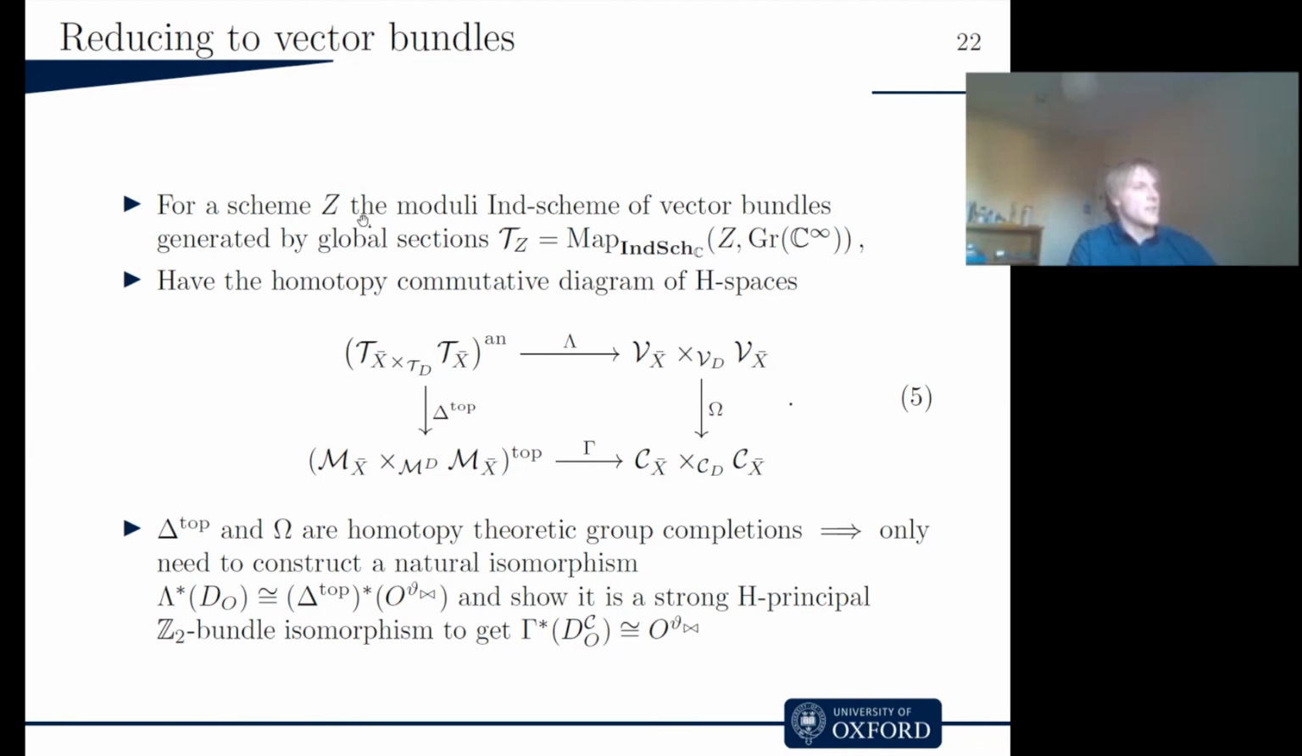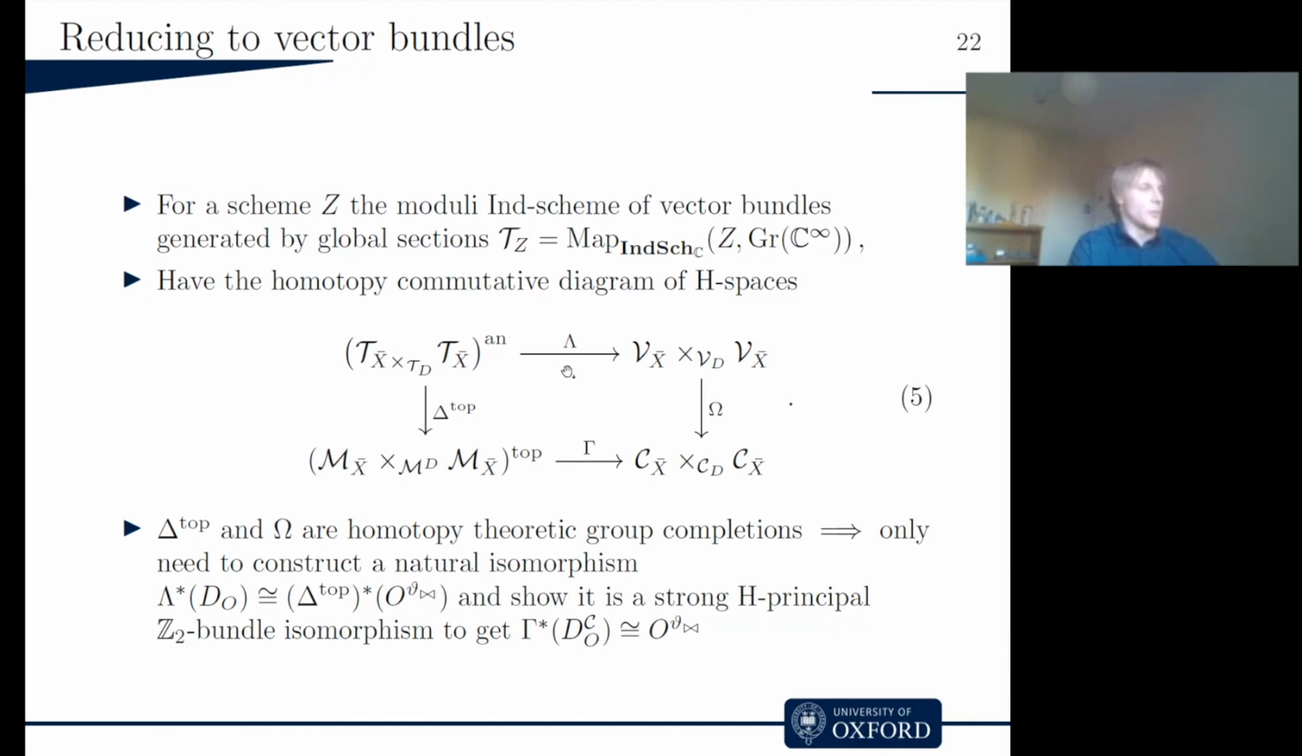So for that, one considers this space of globally generated vector bundles, generated by global sections. And this story on K-theory and perfect complexes is reduced just to a story on vector bundles by using the fact that these vertical maps are homotopy theoretic group completions.